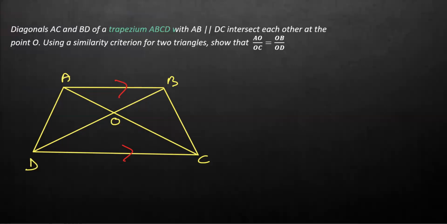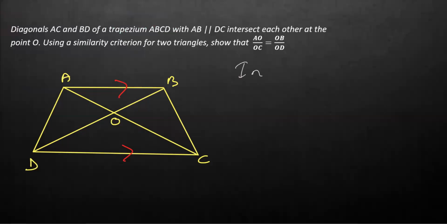One by using BPT, that is the basic proportionality theorem. And the other concept which we can apply here is similarity. But they have restricted us to use the similarity criteria to prove the two triangles similar. So we'll be proving by this method. For that, we'll be considering two triangles here and we'll prove them similar.